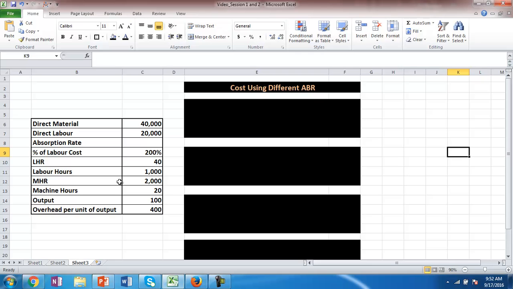Let us take a small example to understand this. This is the cost information given. What we would like to observe is that, independent of the method or rate of absorption, the total cost should be the same in principle.